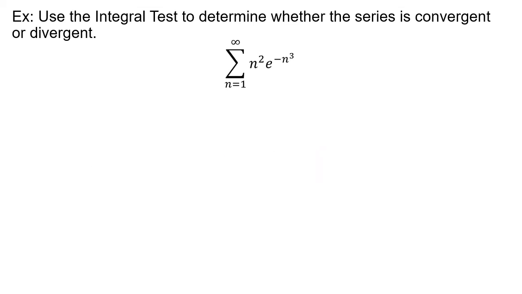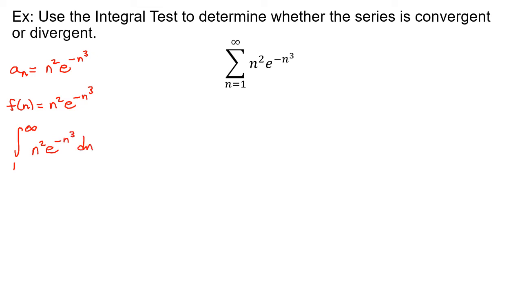Okay, how about one more? Use the integral test to determine if the series converges or diverges. Here, my a sub n is n squared e to the negative n cubed, and my f of n would be the same thing. That's the function I'm going to use to integrate. So I'll integrate from 1 to infinity, n squared e to the negative n cubed dn.